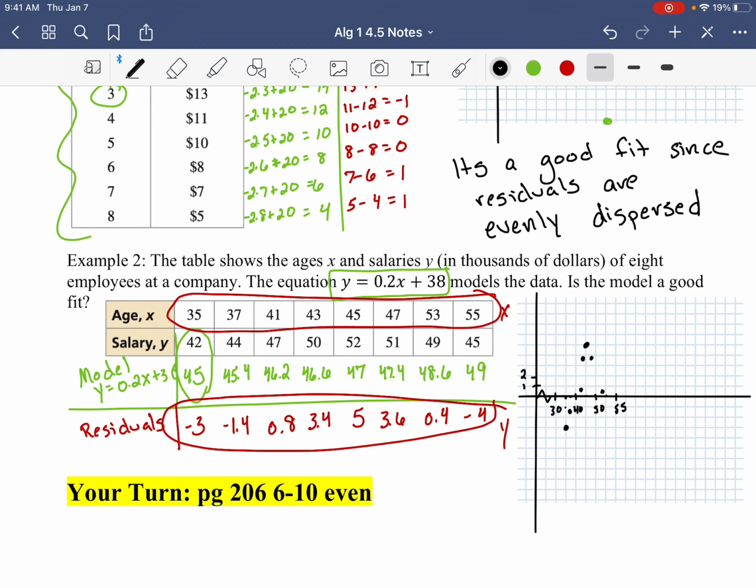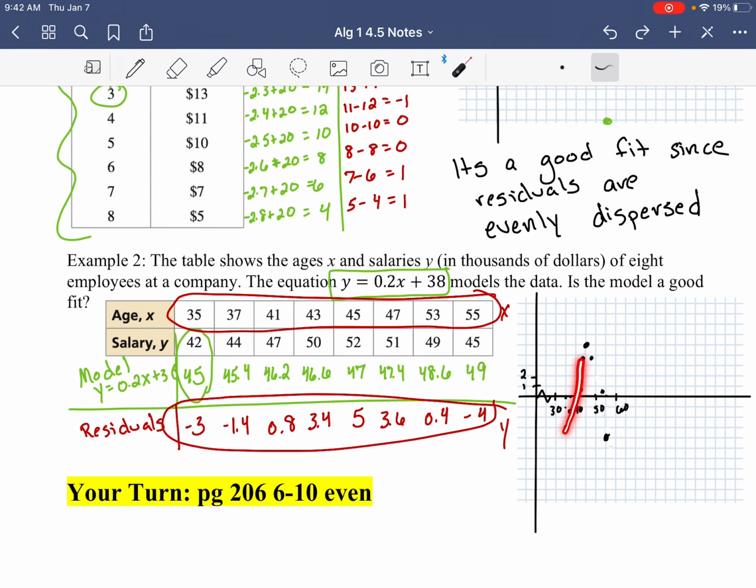And at 55, oh, that should be 60 there. Typo. So then at 55, we're at negative 4. This kind of makes a bit of a pattern. It's going up, turns around, and comes back down. Since it makes some kind of pattern and they're not evenly dispersed, let's get rid of my red dots.